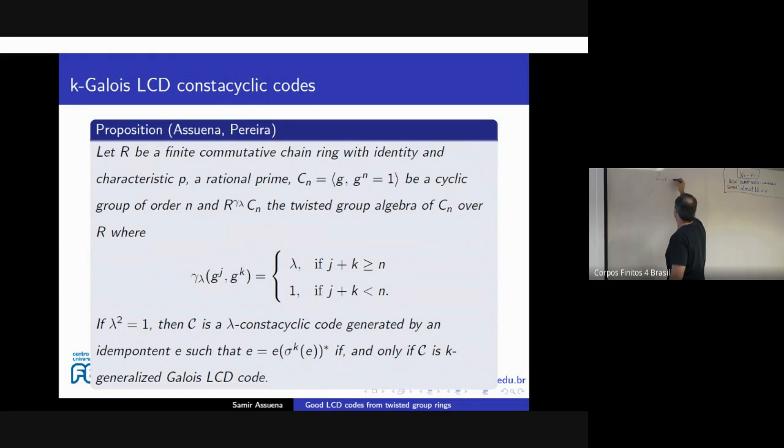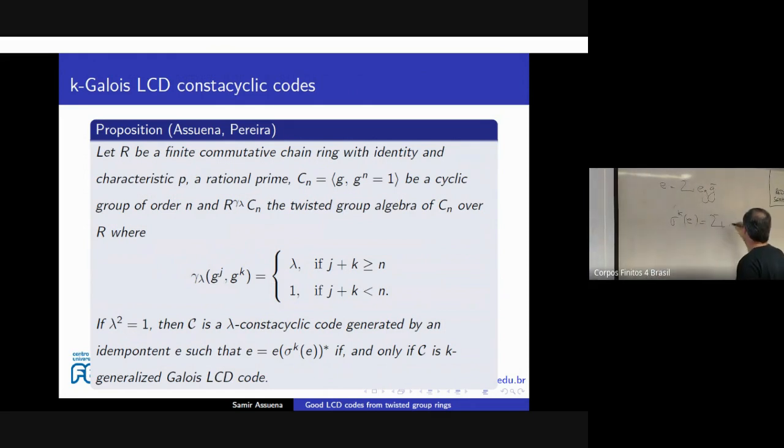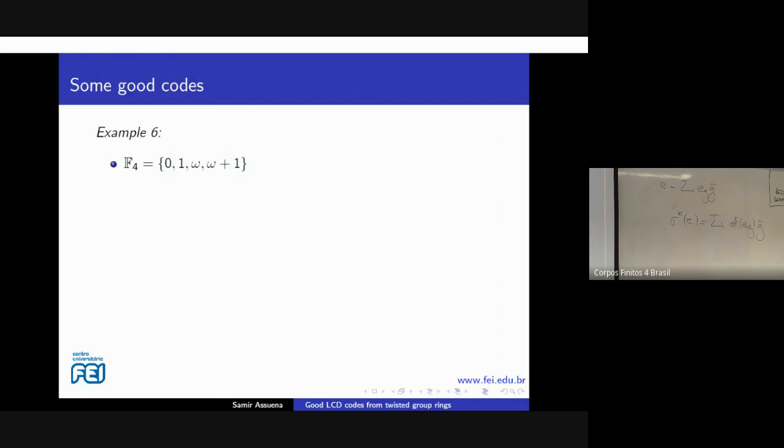So we have here some sigma_k applied to the algebra element, and this equality has to be true. And we retain an example that this kind of situation works well in a chain ring.